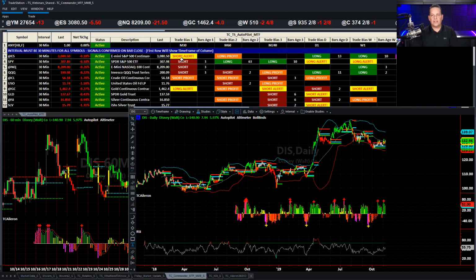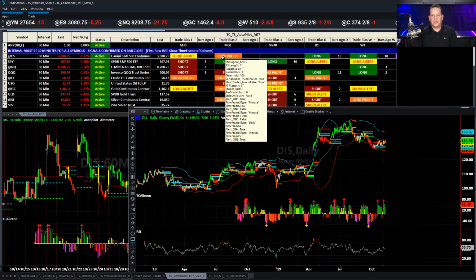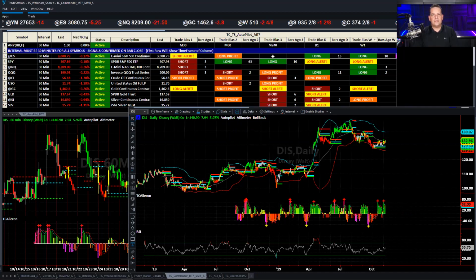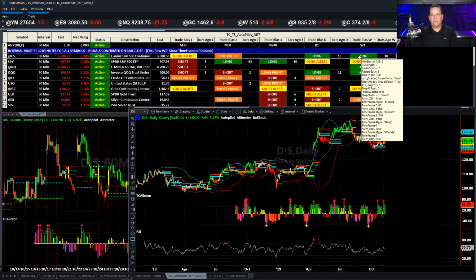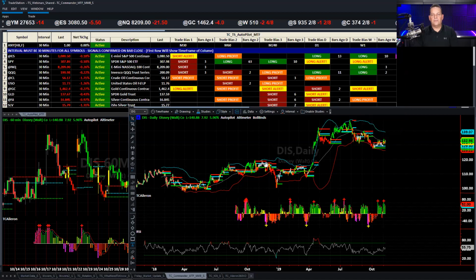Right here, we're looking at the ES. We got a short alert on the 30. The 60 has a long profit. It's out of trade on the 240. It's long on the daily for 13 bars. It's long on the weekly for 10 bars. So, just giving you an idea, but let's really focus on what we have on the bottom here. I'm going to try to make this a bit bigger.